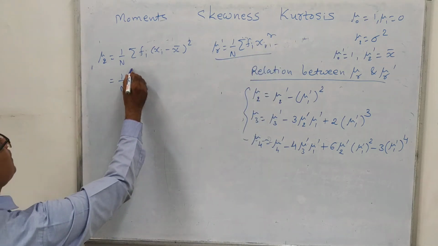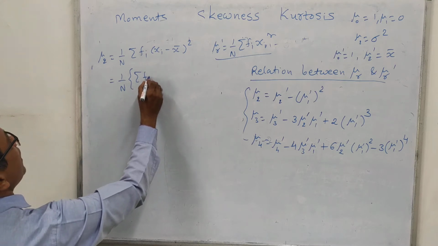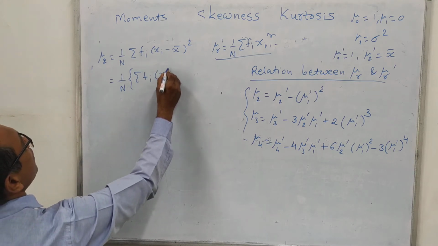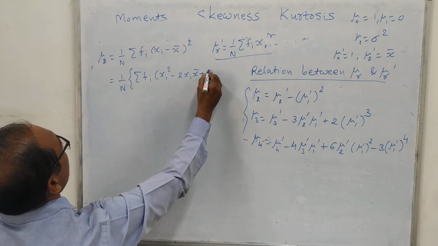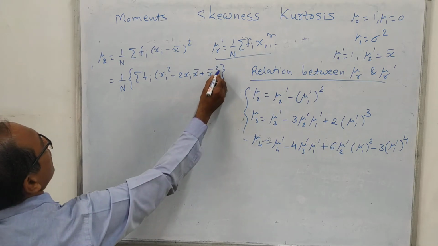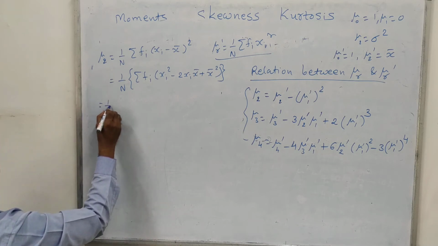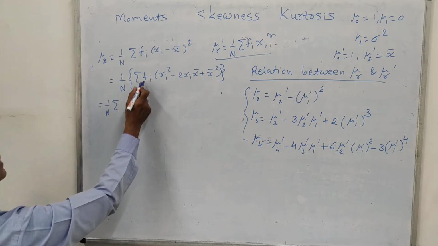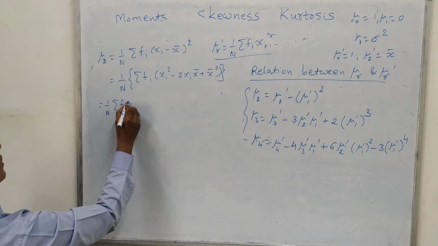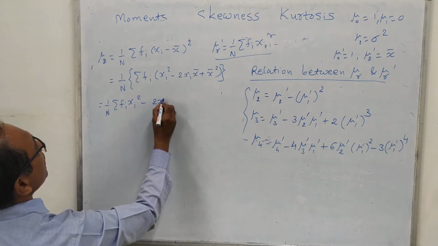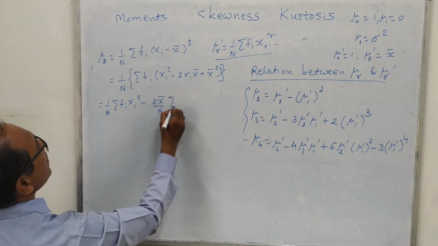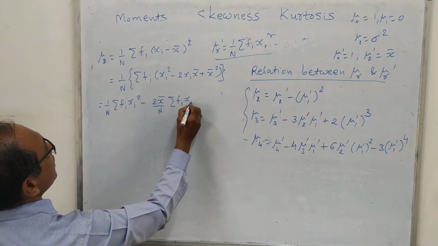So here what is this? Sigma fi xi square minus 2 xi into x bar plus x bar square. You can see. Okay. So we will split this one. So first of all we will get sigma fi xi square minus, here is 2, x bar will be common, divided by n sigma fi into xi. Okay.